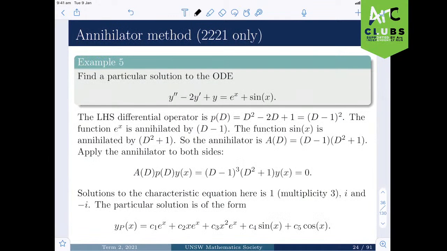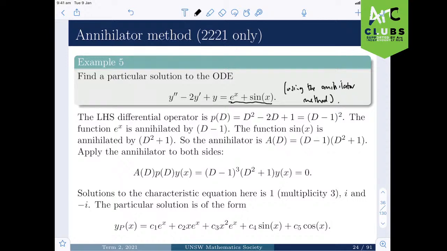Okay, so let's do an example. Find a particular solution to the ODE y double dash minus 2y dash plus y equals e to the x plus sine x. I should say, using the annihilator method. If a question doesn't say that, then you probably don't have to, and it's probably much easier to just try guessing solutions. In this case, it should be pretty easy to guess. But okay, let's just do this.